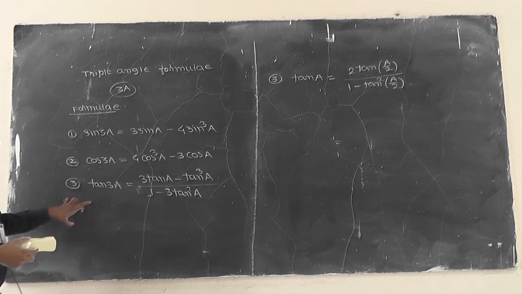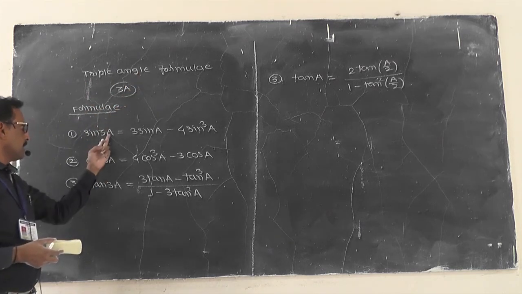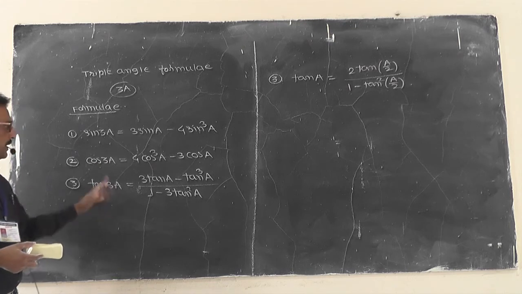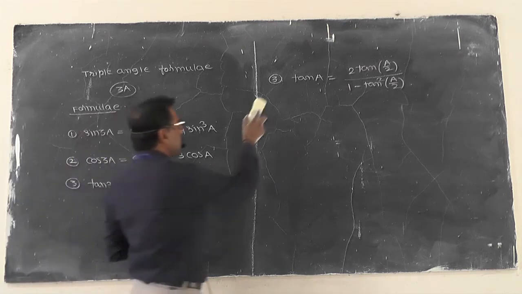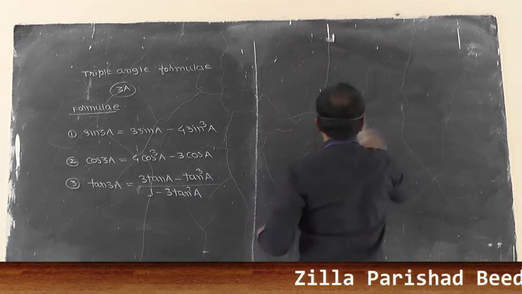These three formulae are called triple angle formulae. Here all angles are triple, thrice A, and here it is thrice A. Proofs are very straightforward, but proofs are not needed. We have to just remember the formulae in order to solve the problems.